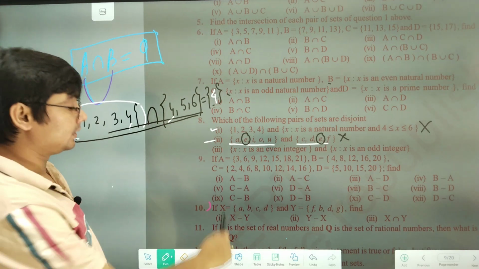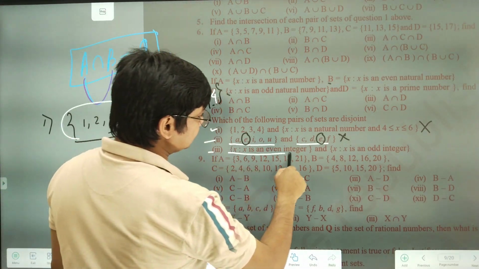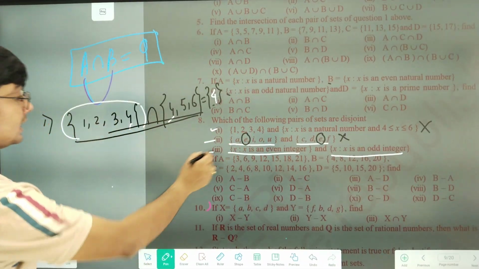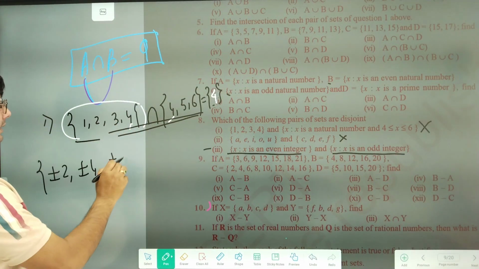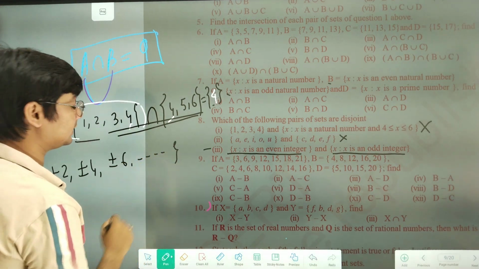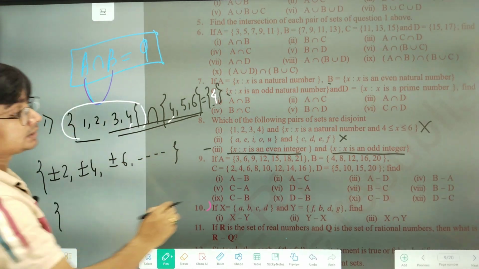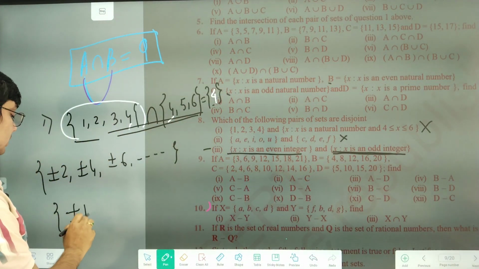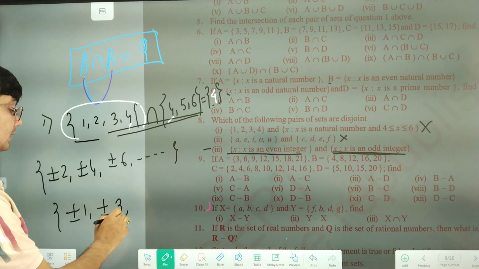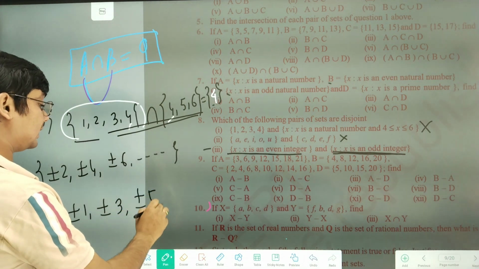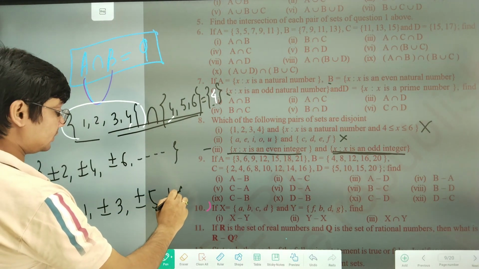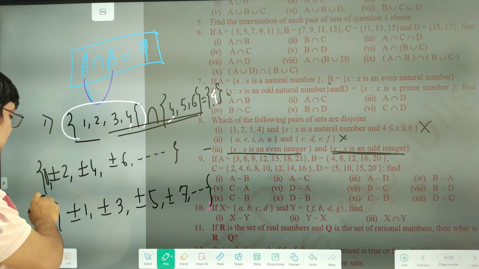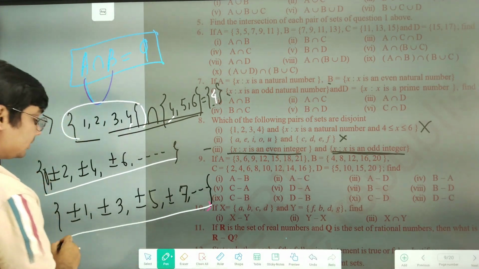Now come to the question number 3. Here you see x is an even integer and this is an odd integer. That means in the first set they contain plus minus 6, all the even integers, and the second one you see here odd integers. Odd integers means plus minus 1, plus minus 3, plus minus 5, plus minus 7, yes, and so on. So you see, is there any common element of this set?